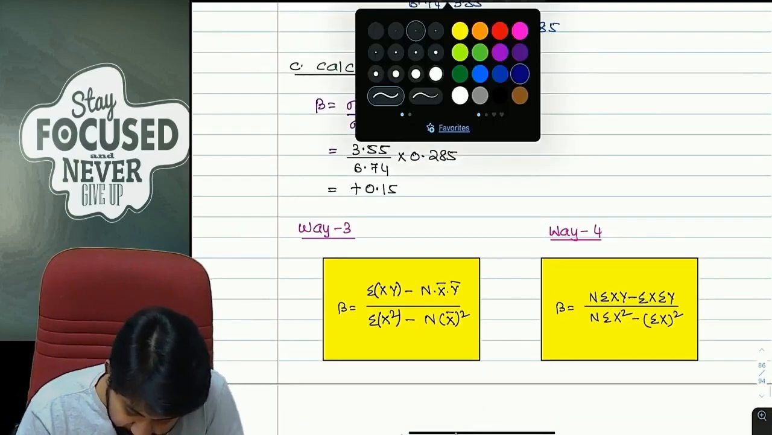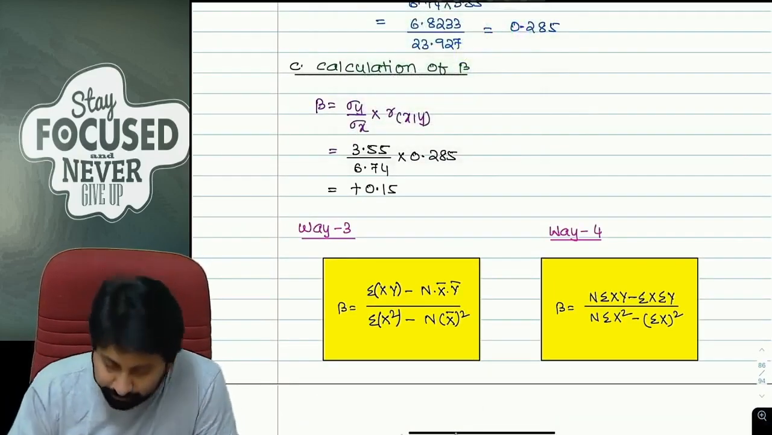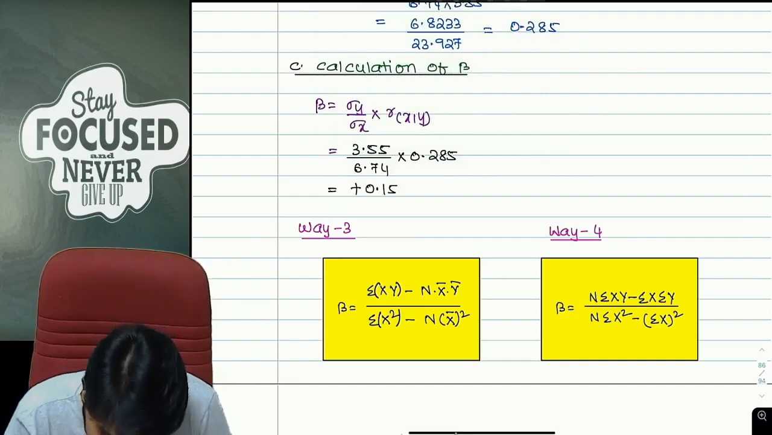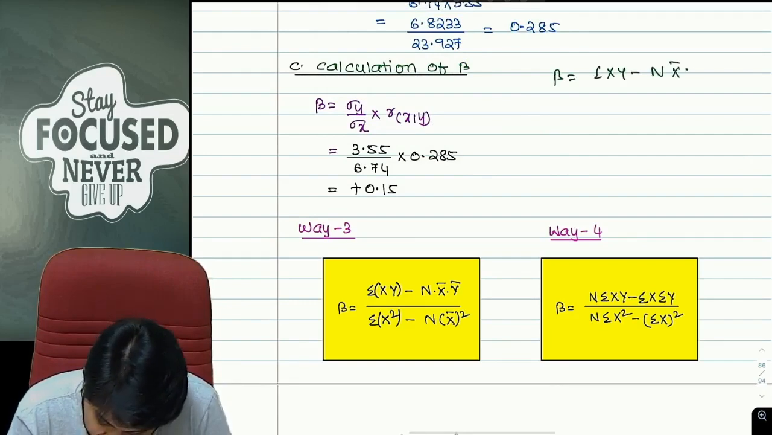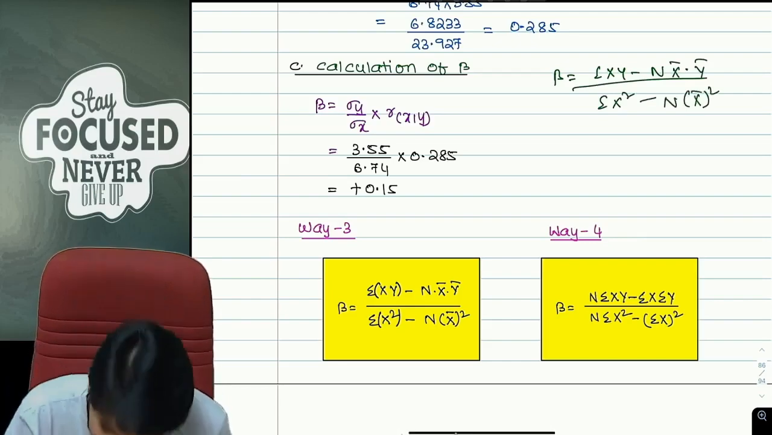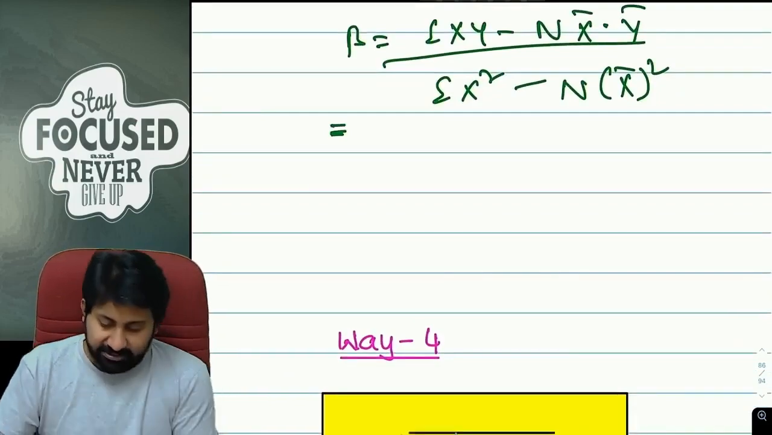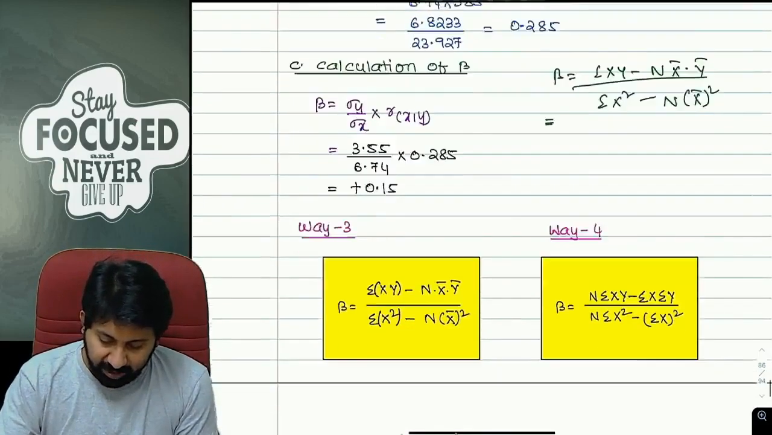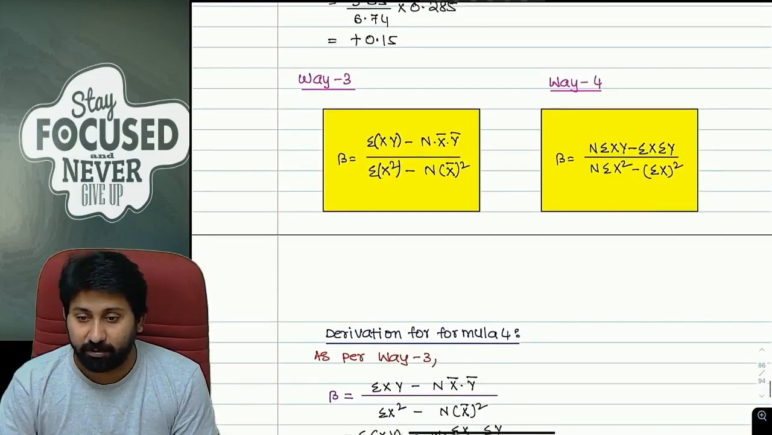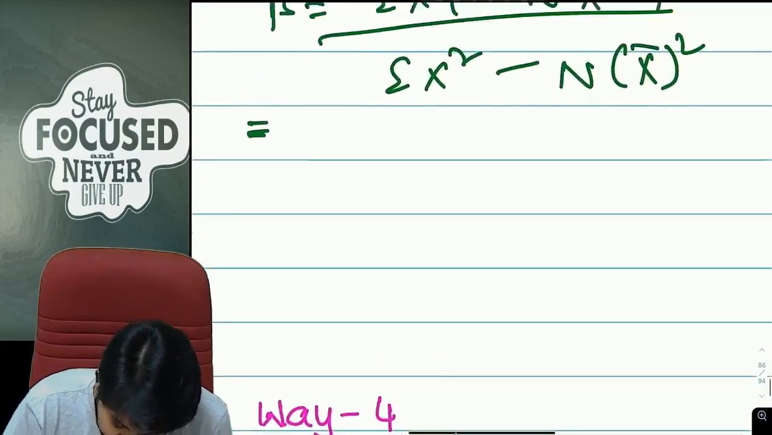See here how this fourth formula came, way 4. Third formula is there, na? Beta equal to sigma xy minus n x bar y bar, whole divided by sigma x square minus n x bar the whole square. Okay, now listen carefully how they have done this. Whenever we take this particular formula, let's elaborate this. I will write this way.